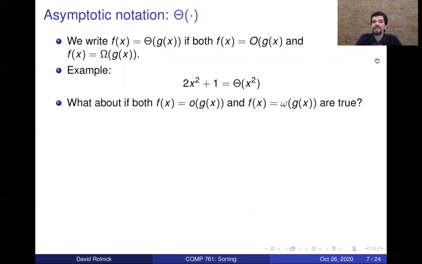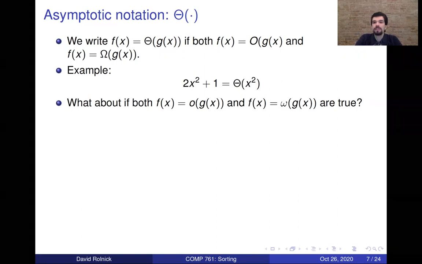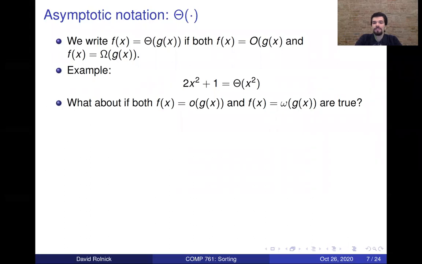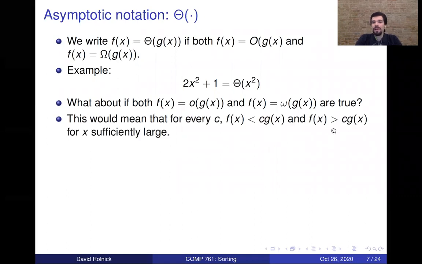What about if f of x is little o of g of x and little omega of g of x? What's the notation for that? Ah, yes, it's not possible. That would mean that f is asymptotically strictly less than g and strictly greater than g. So it's just a trick question. There is no notation for that because it's not possible.